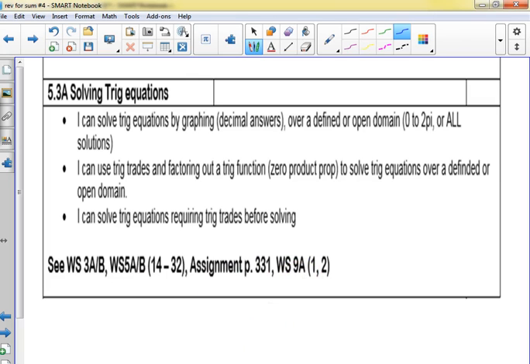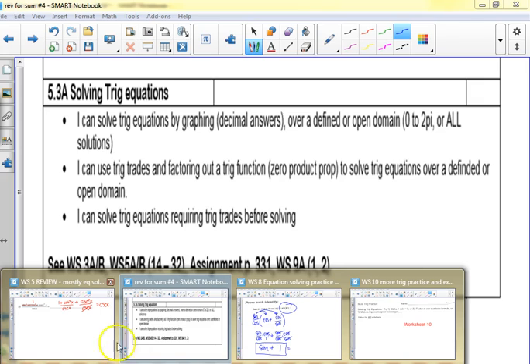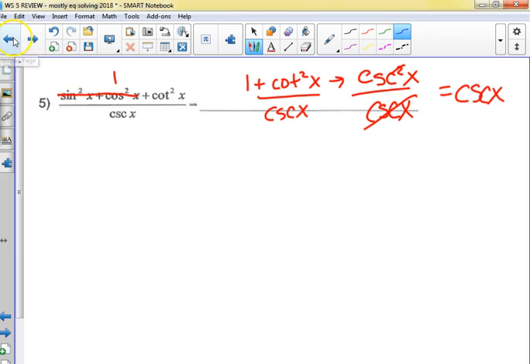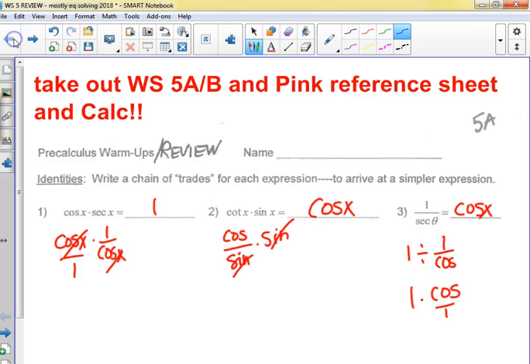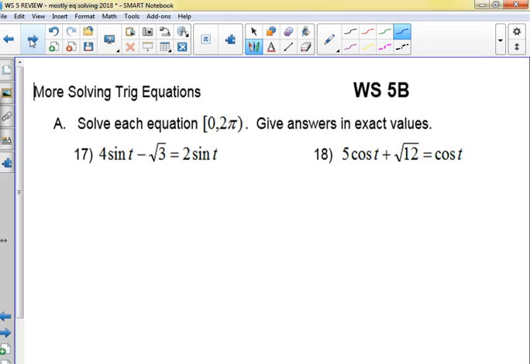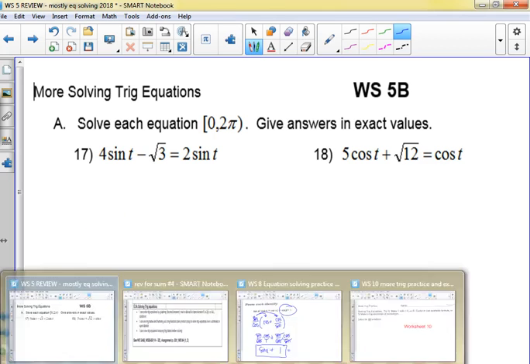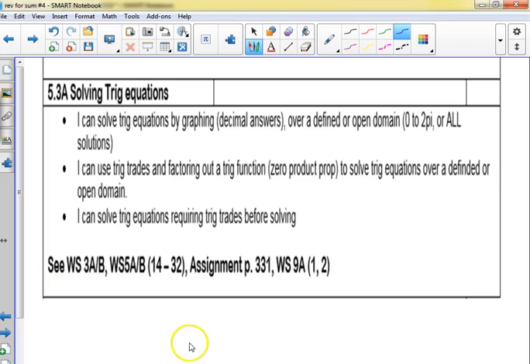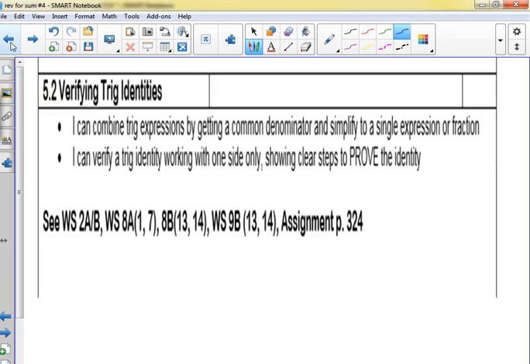And there's a couple on worksheet 9, but worksheet 5 has on the back some solving trig equations. Is that what it said to do, guys? 14 through 32, it said, right?